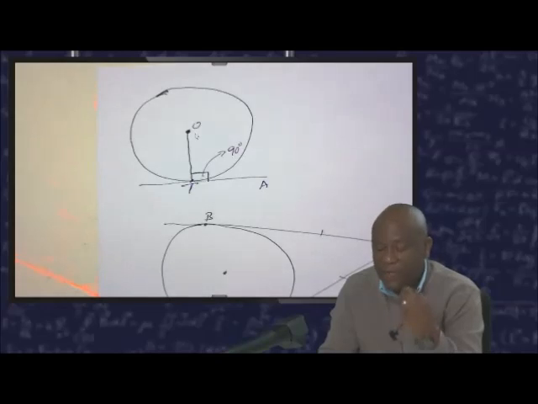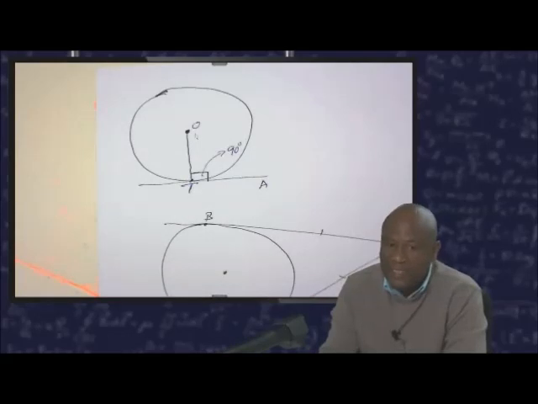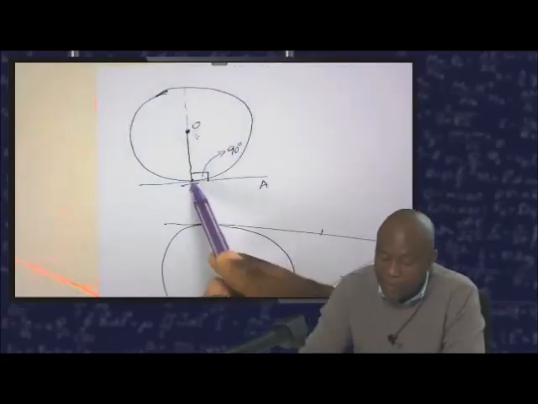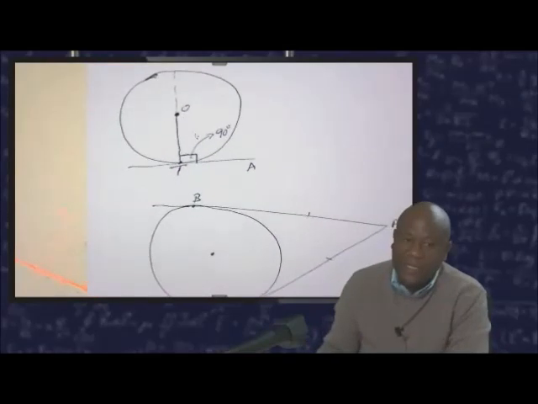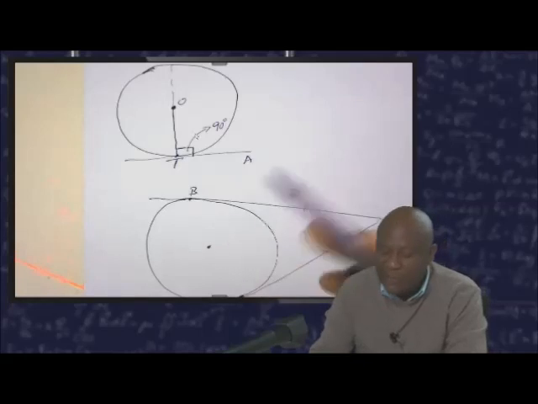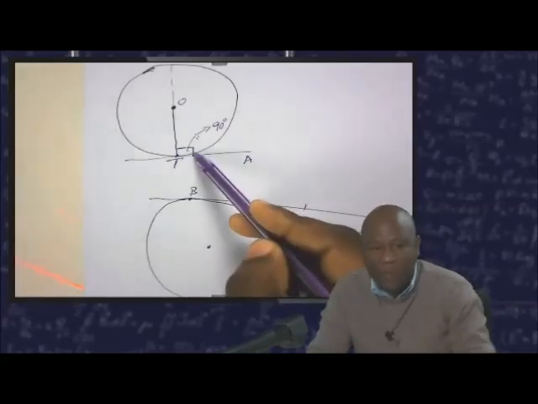The angle formed there is 90 degrees, where the tangent meets the radius. It may be the radius, it may be the diameter. Just be aware that at the point of contact, the tangent and the radius will be perpendicular to each other, making the angle there how much? A 90 degree angle. Remember the sign here is for perpendicular, meaning 90 degrees.